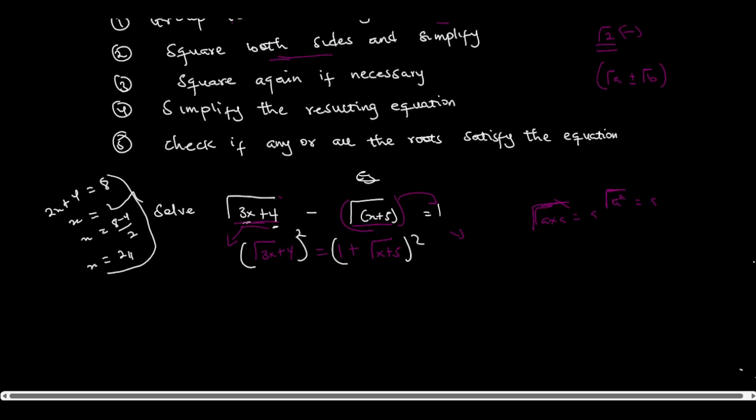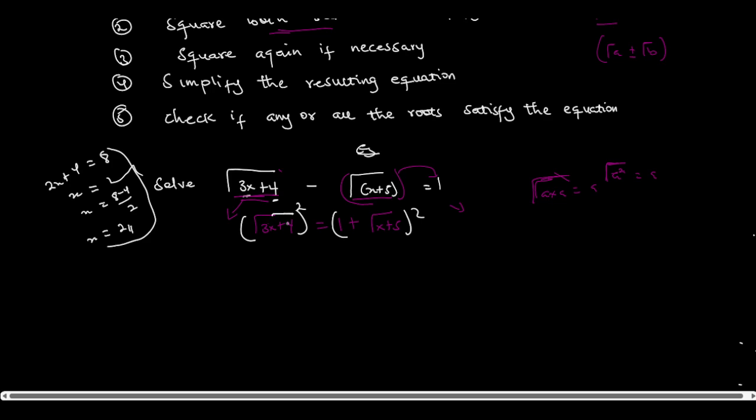Now when we square, what are we getting? Definitely, we are through with this one. This one, the square root will go. So we have 3x plus 4 is equal to, what about this one? Let's expand and see. So we have 1 plus square root of x plus 5.